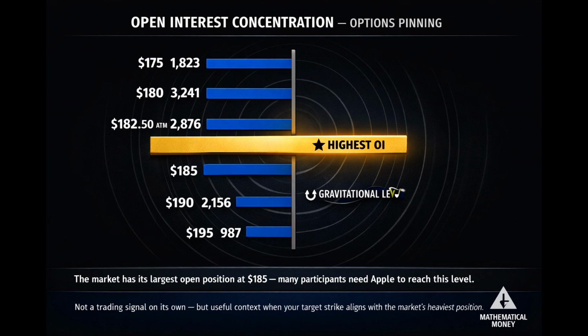This concentration can cause the stock to gravitate toward that level before expiry, particularly in the final week, as market makers manage their hedges. This is called options pinning, and while it is not a reliable enough concept to trade on directly, it is useful context when selecting a strike. If you are buying a call and the most concentrated open interest is at your strike, that concentration is working in your favor. Many others need the same thing to happen.